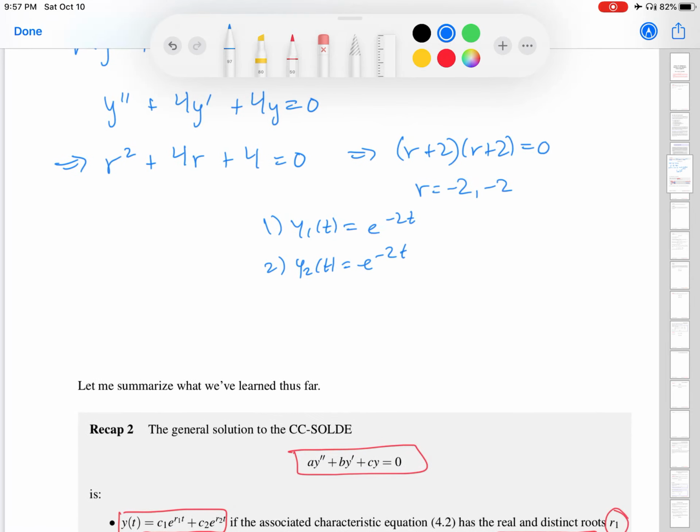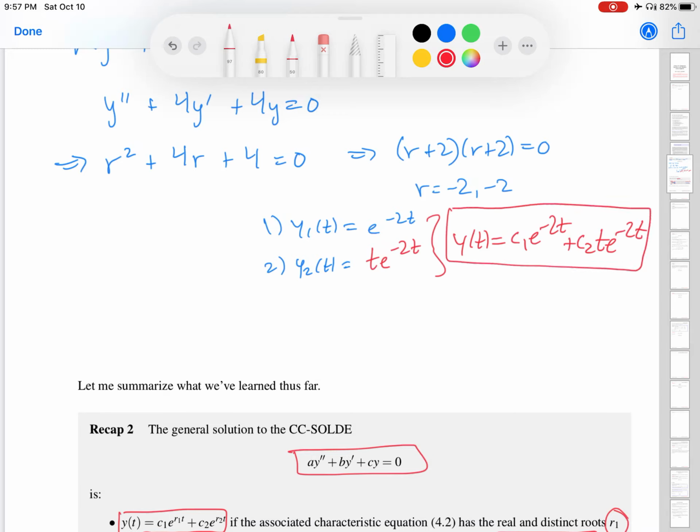So I'm going to go back and erase this here. This is actually not the second fundamental solution. The second fundamental solution that we've talked about in the previous video is t times the first solution. Great, so then this gives us the general solution, c1 e to the minus 2t plus c2 t e to the minus 2t. And that's our answer for this exercise.